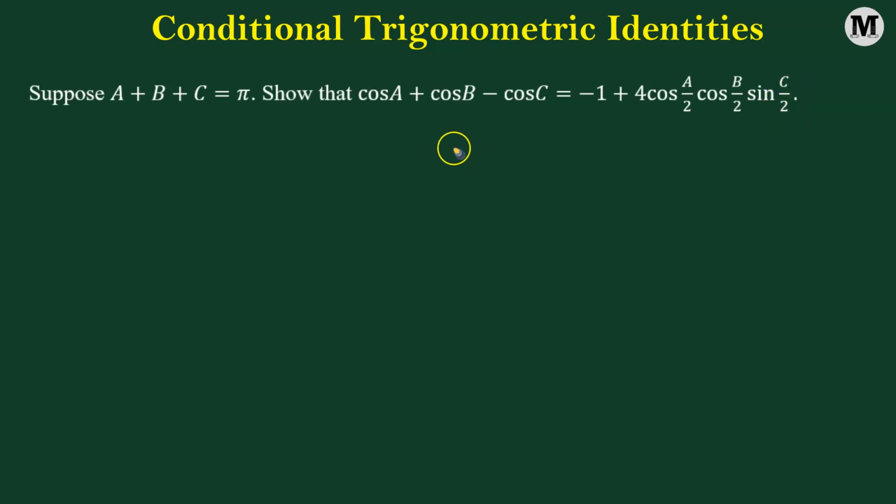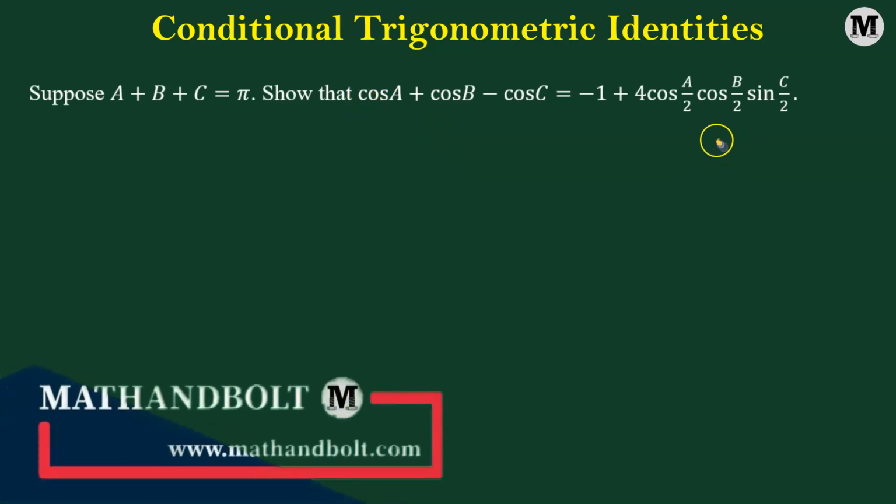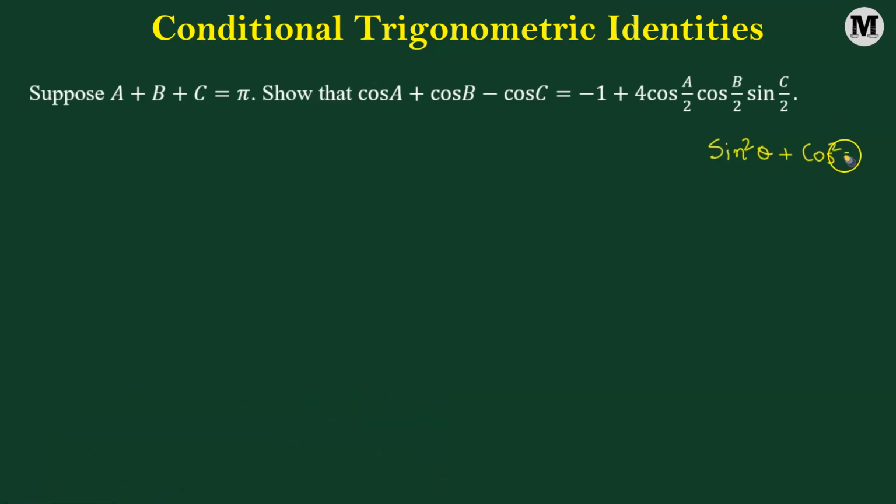Now this is a problem of conditional trigonometric identity. Let's try to understand what it means when we say it's a conditional trig identity. Consider the identity sine squared theta plus cosine squared theta equals 1. This is an identity because the equation is true for any value of theta that we choose.